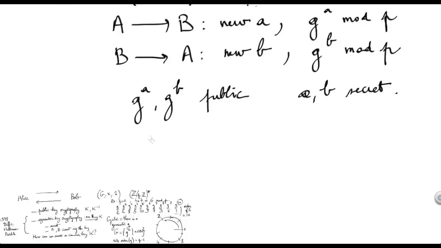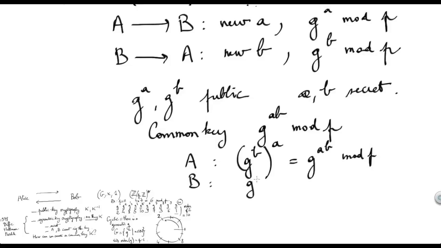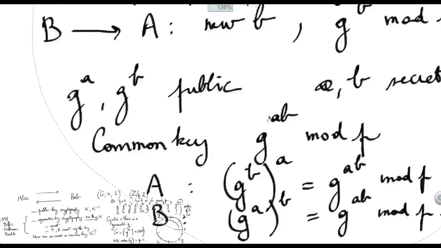Despite this secrecy, both A and B can compute the common key, which is going to be G to the AB mod P. For example, Alice can compute it by taking the public value G to the B, putting it to the A, which is secret, but Alice knows A, and this is equal to G to the AB mod P. And symmetrically, B can compute exactly the same value by taking the public value G to the A, taking it to the exponent B, which it knows, and this again gives you G to the AB mod P.